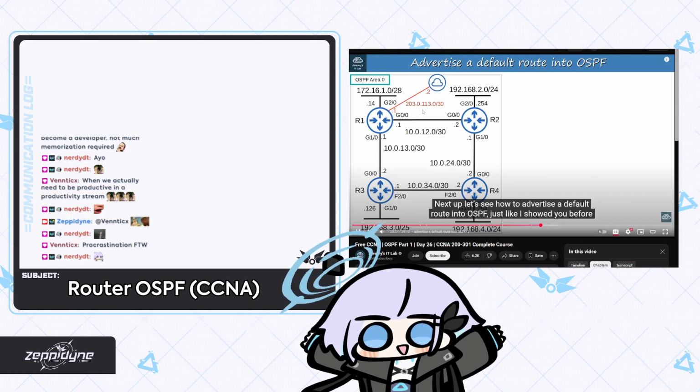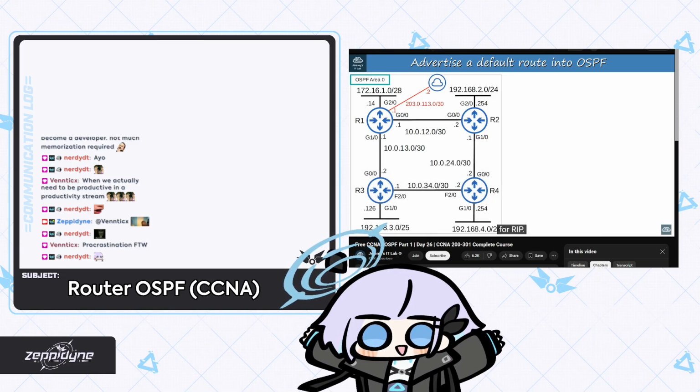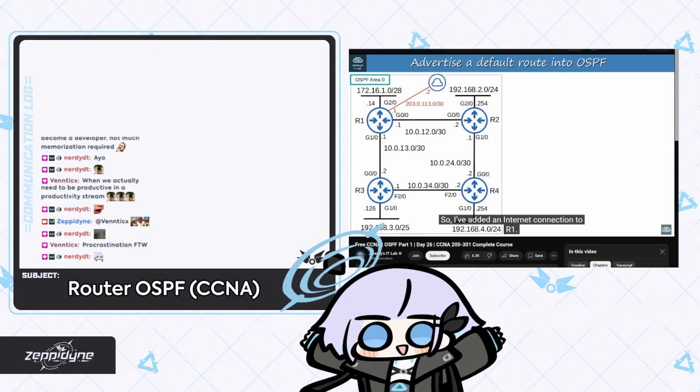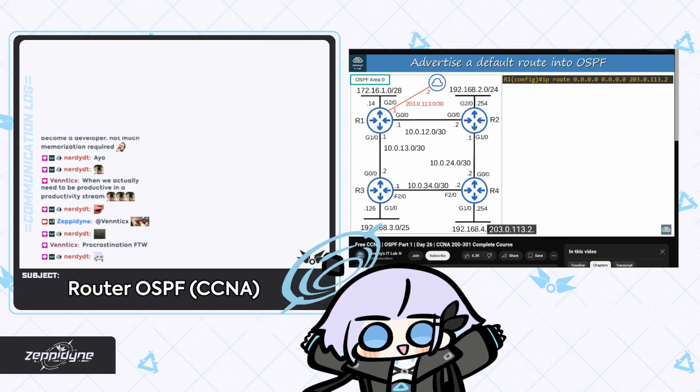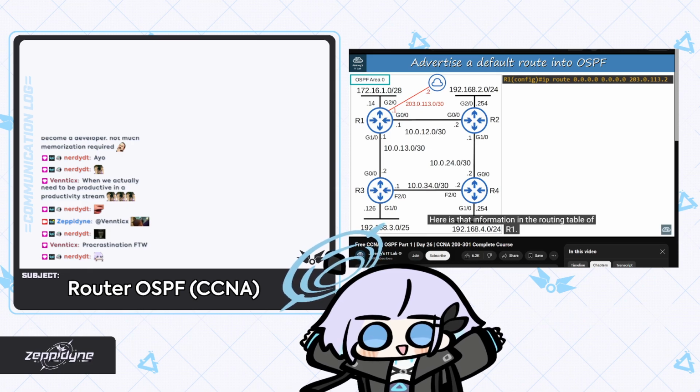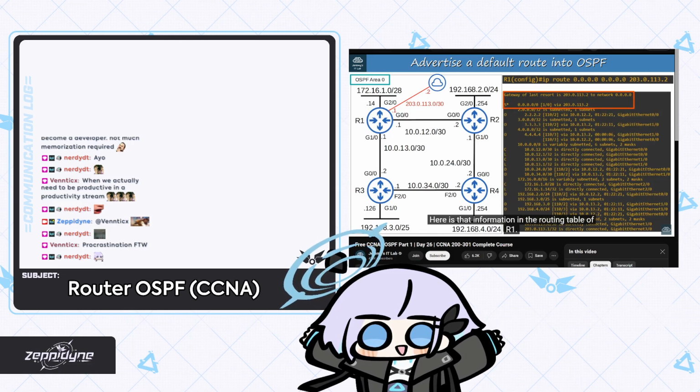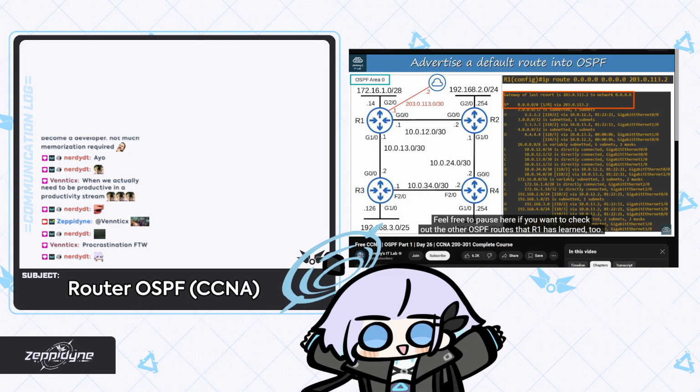Next up, let's see how to advertise a default route into OSPF, just like I showed you before for RIP. So I've added an internet connection to R1. Then I configured a default route on R1, and the next hop is the ISP's IP address of 203.0.113.2. Here is that information in the routing table of R1. Feel free to pause here if you want to check out the other OSPF routes that R1 has learned too.